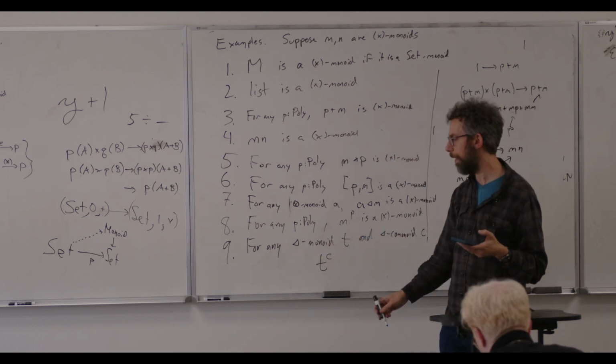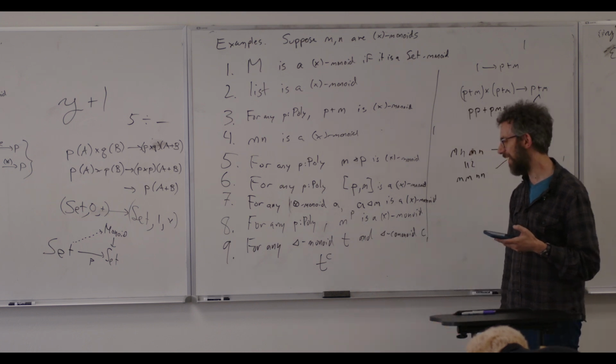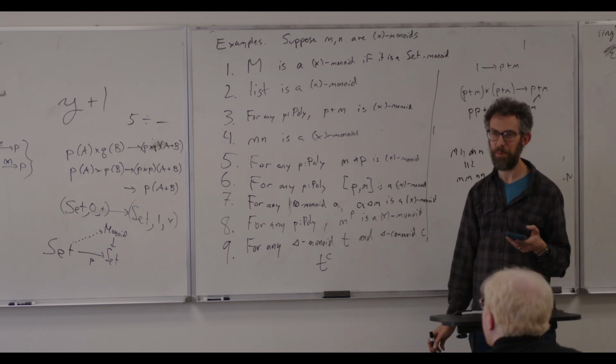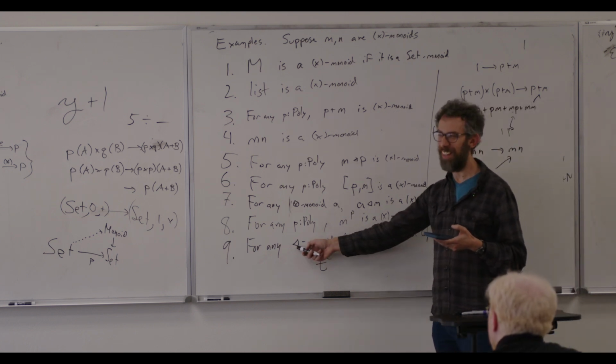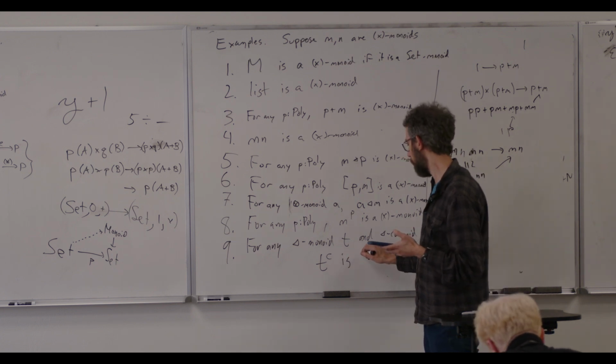We haven't gotten to this symbol yet. Try for triangle. Okay, yeah, sorry. For any substitution, it's just so long to say substitution. T to the C is a times monoid.